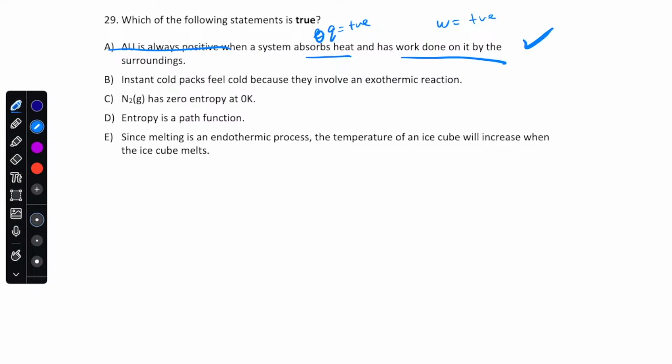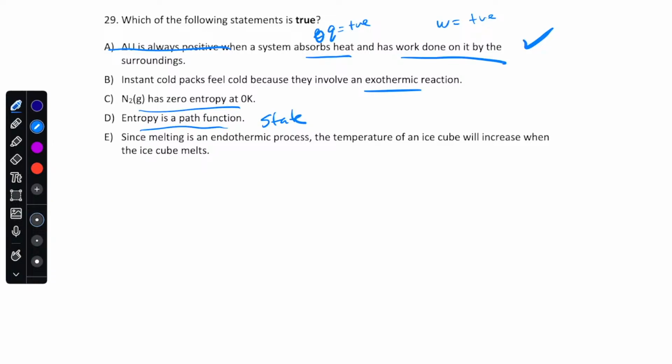Instant cold packs feel cold because they involve an exothermic reaction. No, exothermic gives off heat. N2 has zero entropy at 0K. If it was a perfectly crystalline solid, that would be true, but it's telling us here it's a gas. So no. Gases have entropy greater than 0. Entropy is a path function. No, it's a state function.